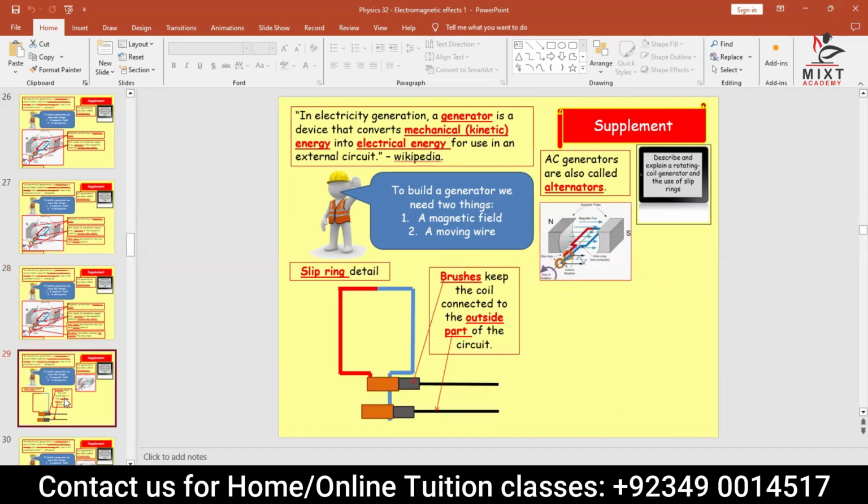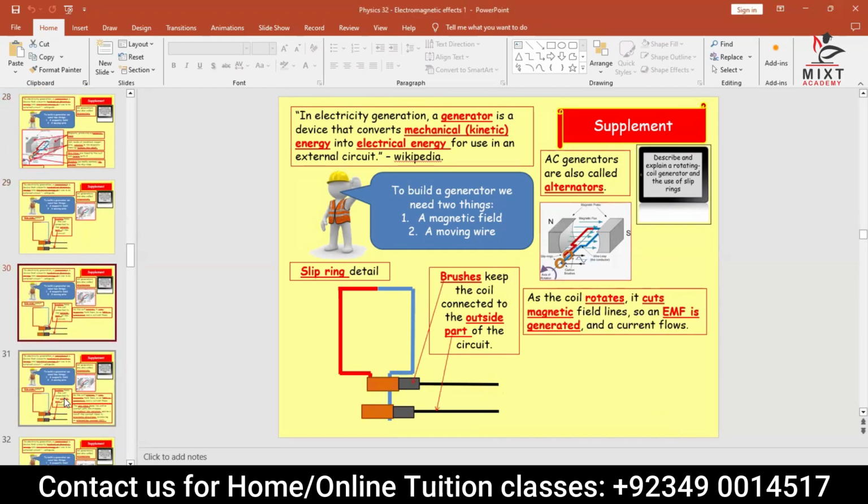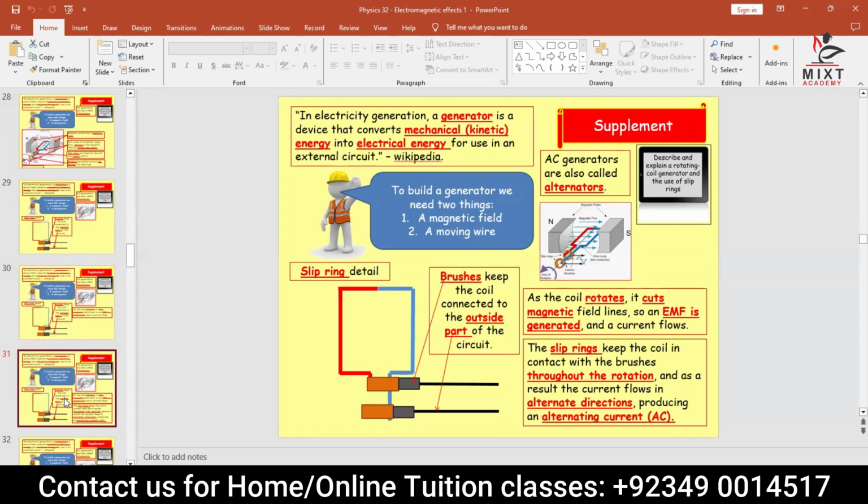Now, brushes keep the coil connected to the outside part of the circuit. As the coil rotates, it cuts the magnetic field, so EMF is generated and current flows. The slip rings keep the coil in contact with the brushes throughout the rotation, and as a result, the current flows in alternating direction, producing an alternating current. I've just told you this is a bit different here as in the generators. Okay.